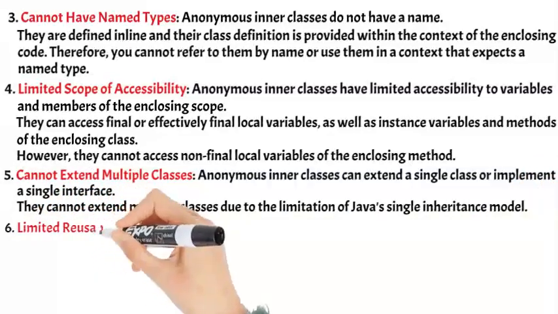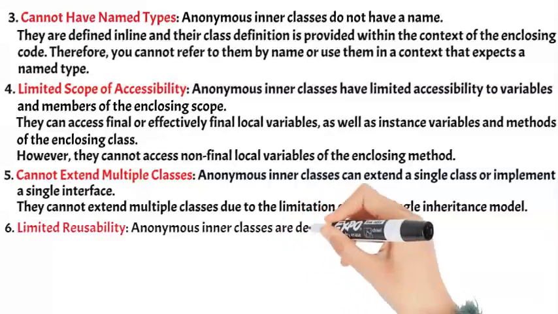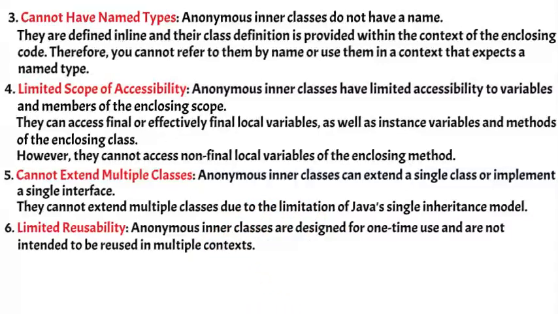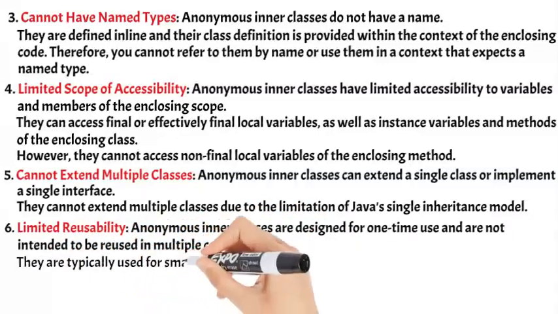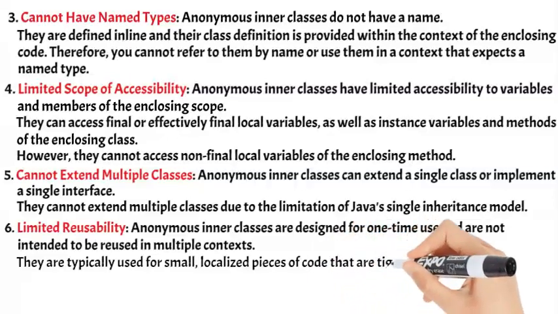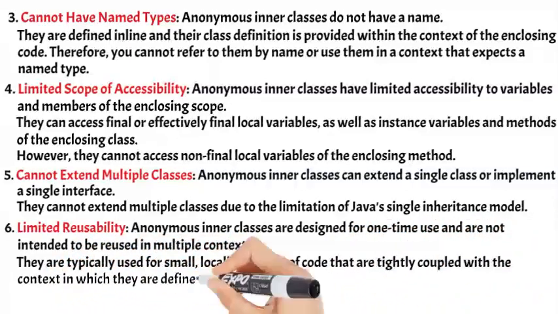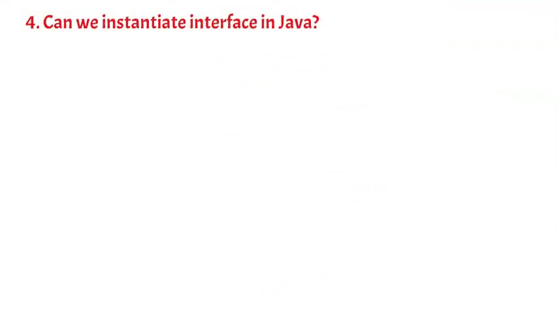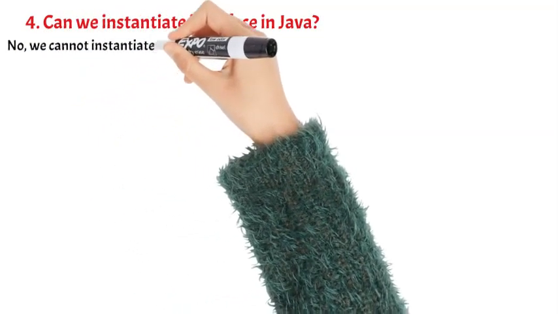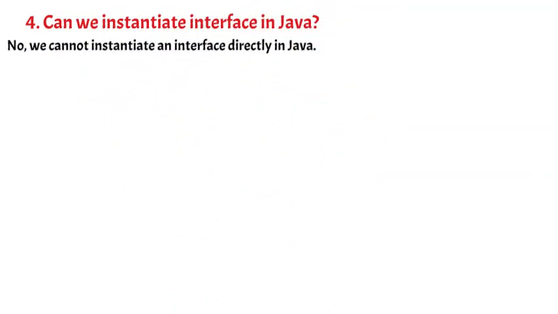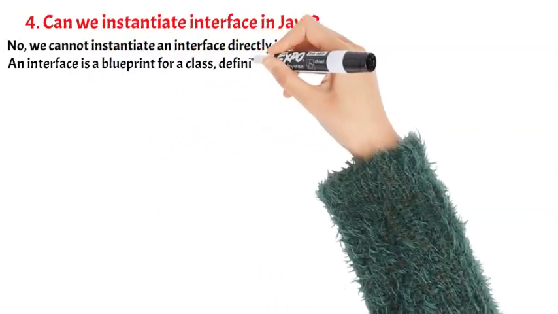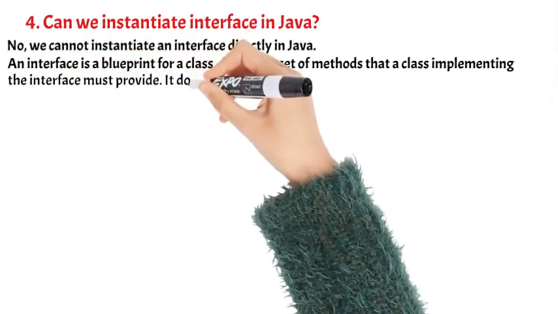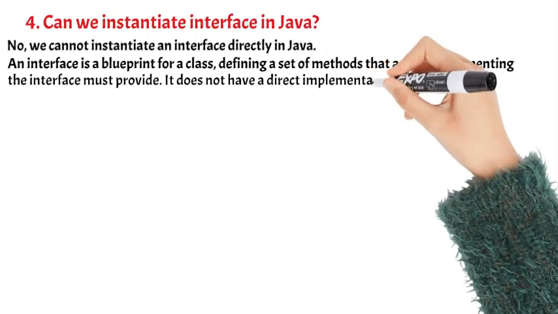6. Limited reusability. Anonymous inner classes are designed for one-time use and are not intended to be reused in multiple contexts. They are typically used for small, localized pieces of code that are tightly coupled with the context in which they are defined. 4. Can we instantiate interface in Java? No, we cannot instantiate an interface directly in Java. An interface is a blueprint for a class, defining a set of methods that a class implementing the interface must provide. It does not have a direct implementation.